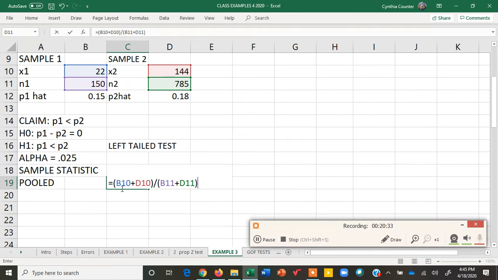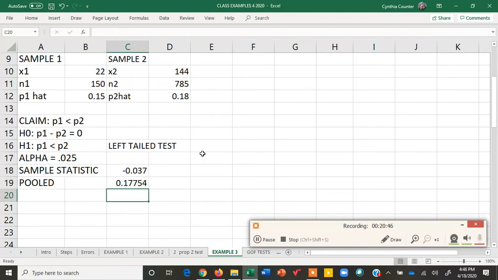Notice how the color coding works in Excel. I think this is really cool. So the first thing I highlight is blue, the second is red, then it goes to purple and green. It's not going to work if you're colorblind, but otherwise it's great. So here's our pooled proportion.